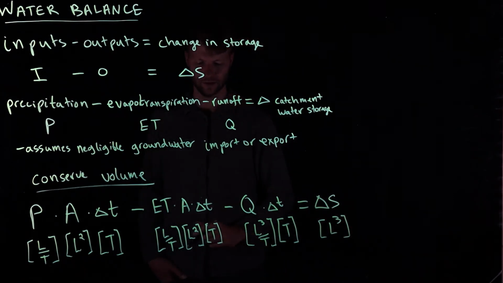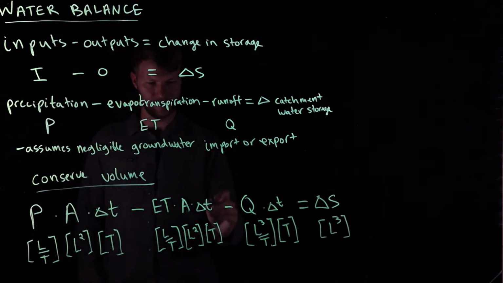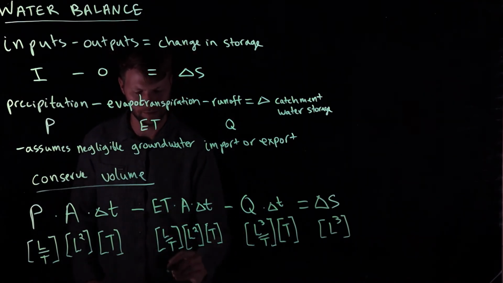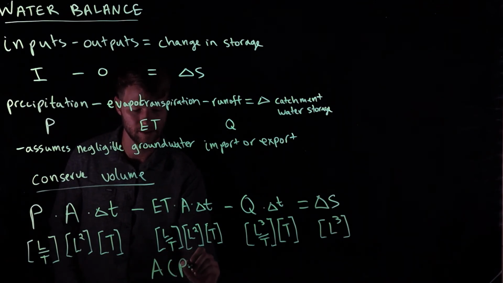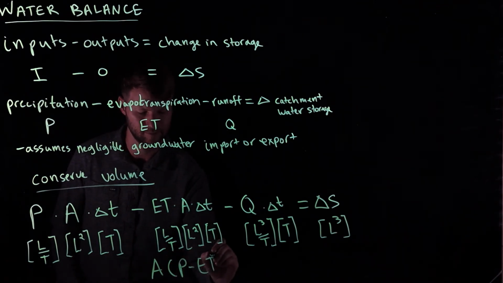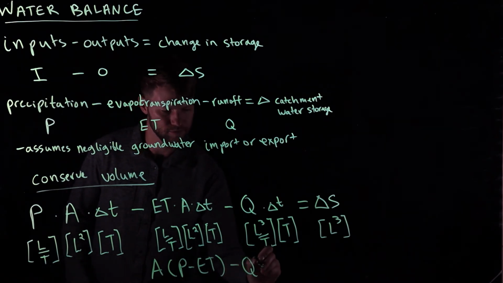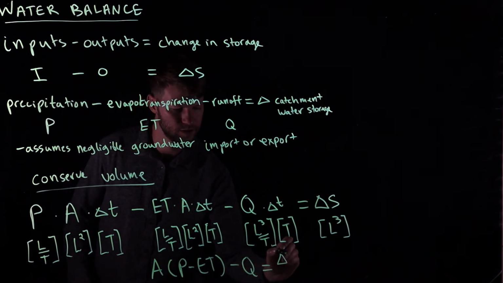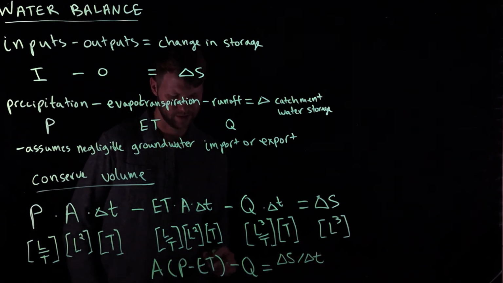If we were to factor out the A from this equation and then divide through by the delta t, we'd get the following. A times P minus ET minus Q is equal to the change in storage per change in time, delta S over delta t.